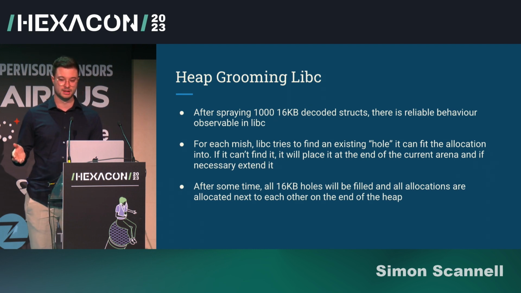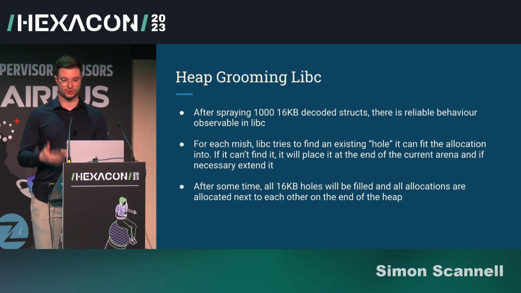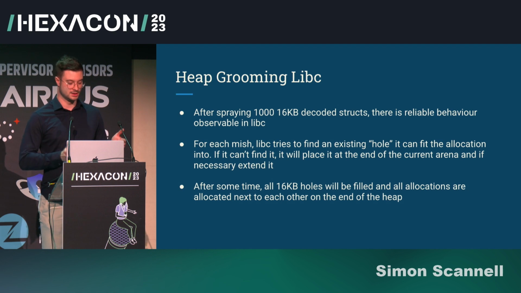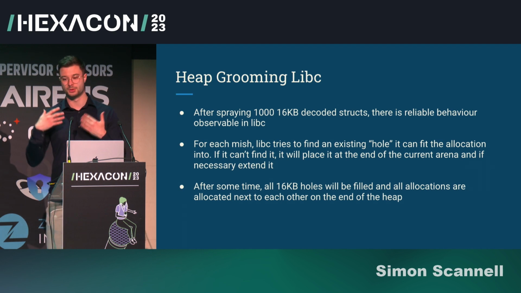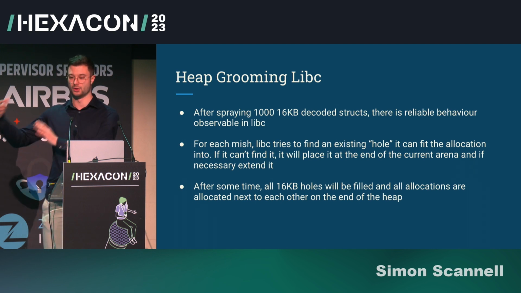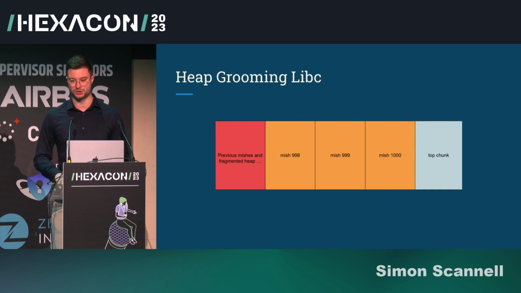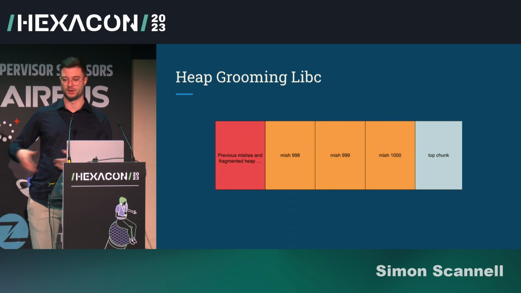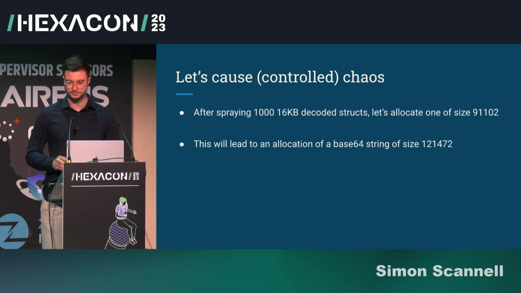After some time, if you spray 1,000 of these structs, they will all be allocated next to each other, because we assume the heap is fragmented when our file gets scanned and we have no idea what the current heap layout is. But after some time, all available holes for 16 kilobytes will be filled, which means they all have to go to the end of the heap and will be right next to each other. We can visualize this here, where the red represents the previous fragmented heap, and then we have all of the decoded structs right next to each other, next to the top chunk, which is the end of the current heap.